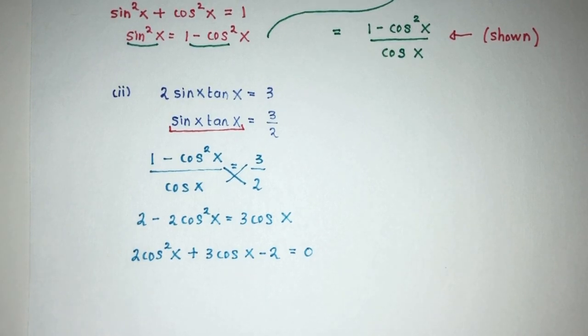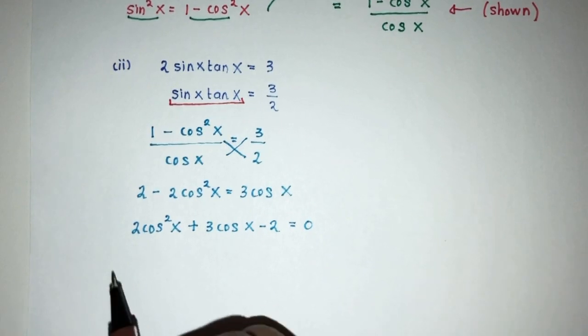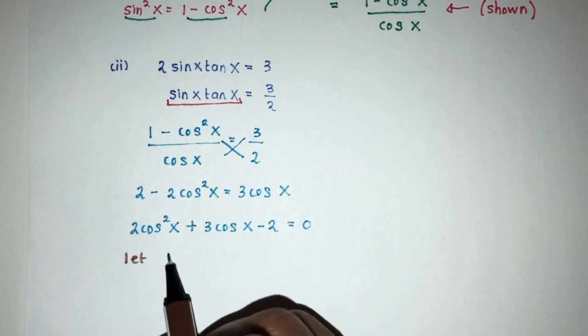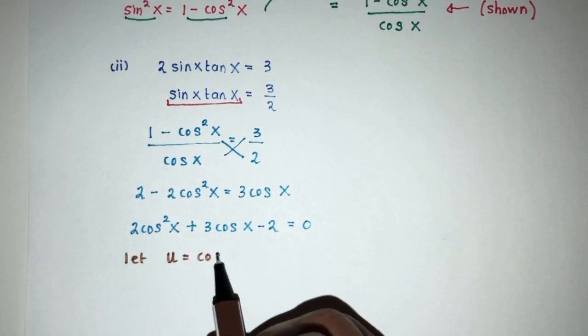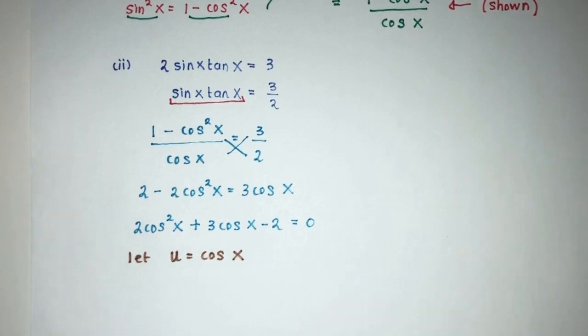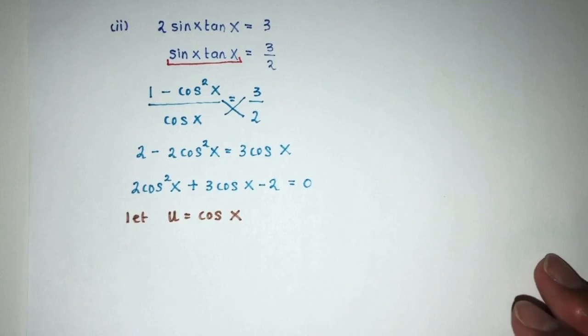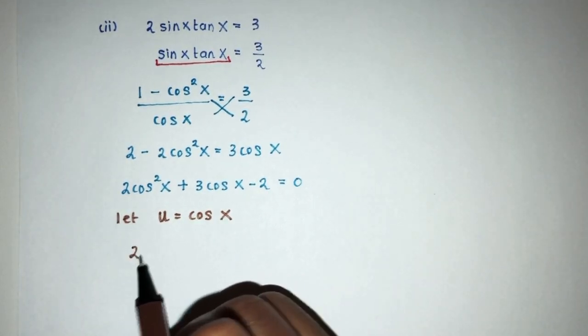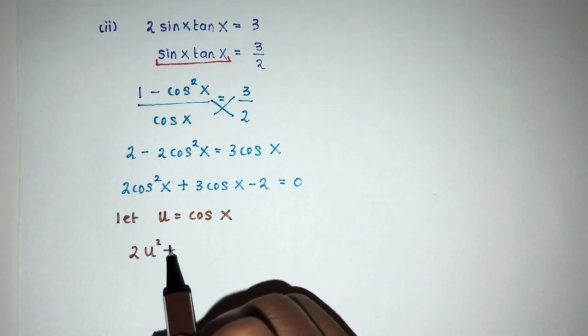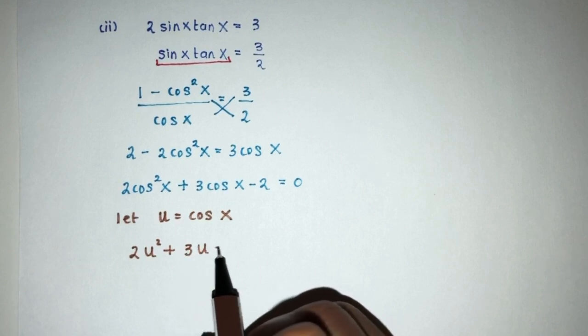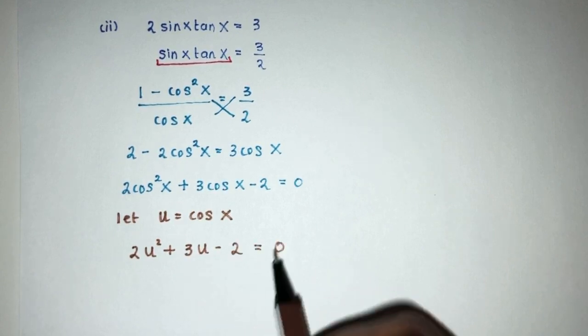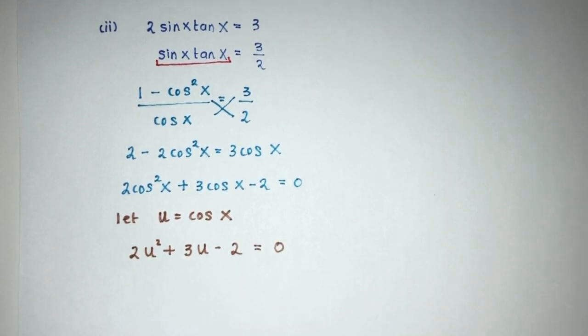Now sometimes cos can be kind of scary to work with, so we can do this. We can let u equal cos x. This is just to help you out. If you don't need to, no problem, continue. But if you want to, you can always do that. You will have 2u squared plus 3u minus 2 equals 0. Now as you can see, this one will be a simple quadratic equation.